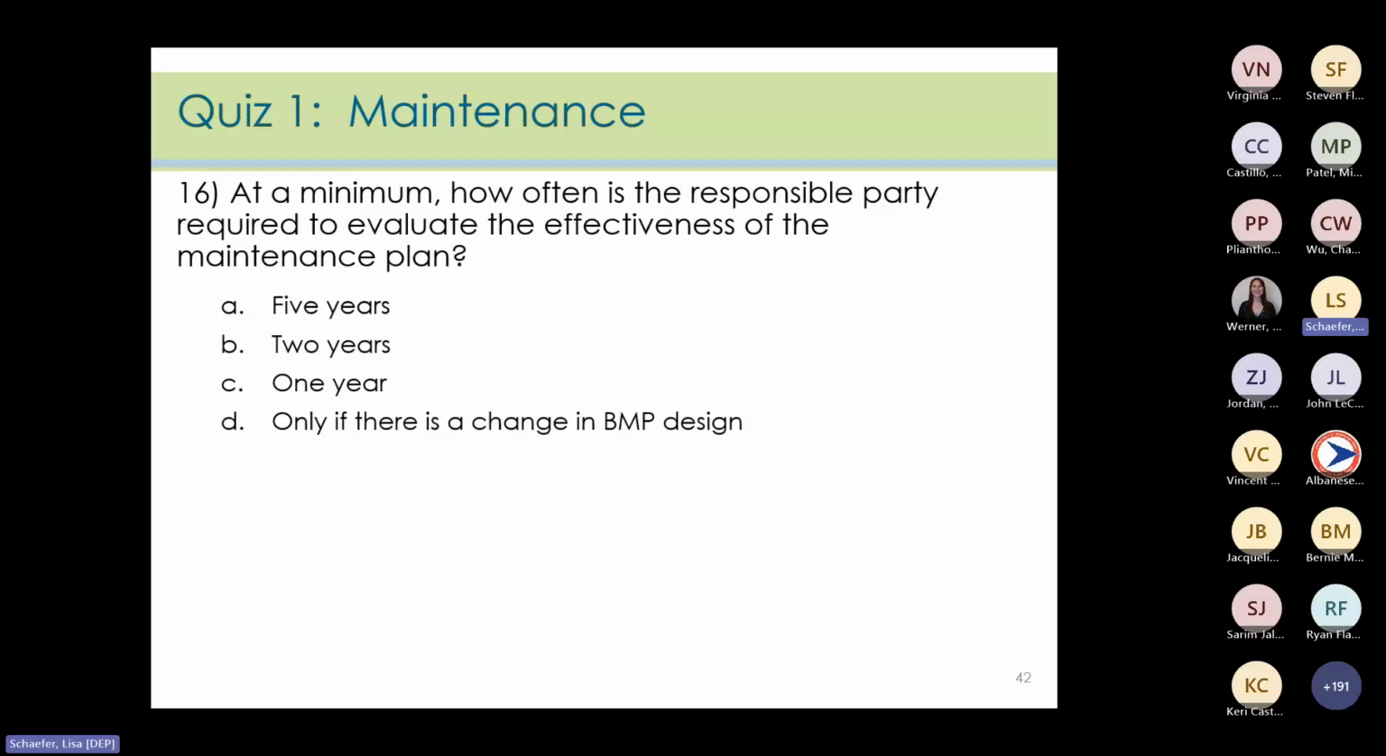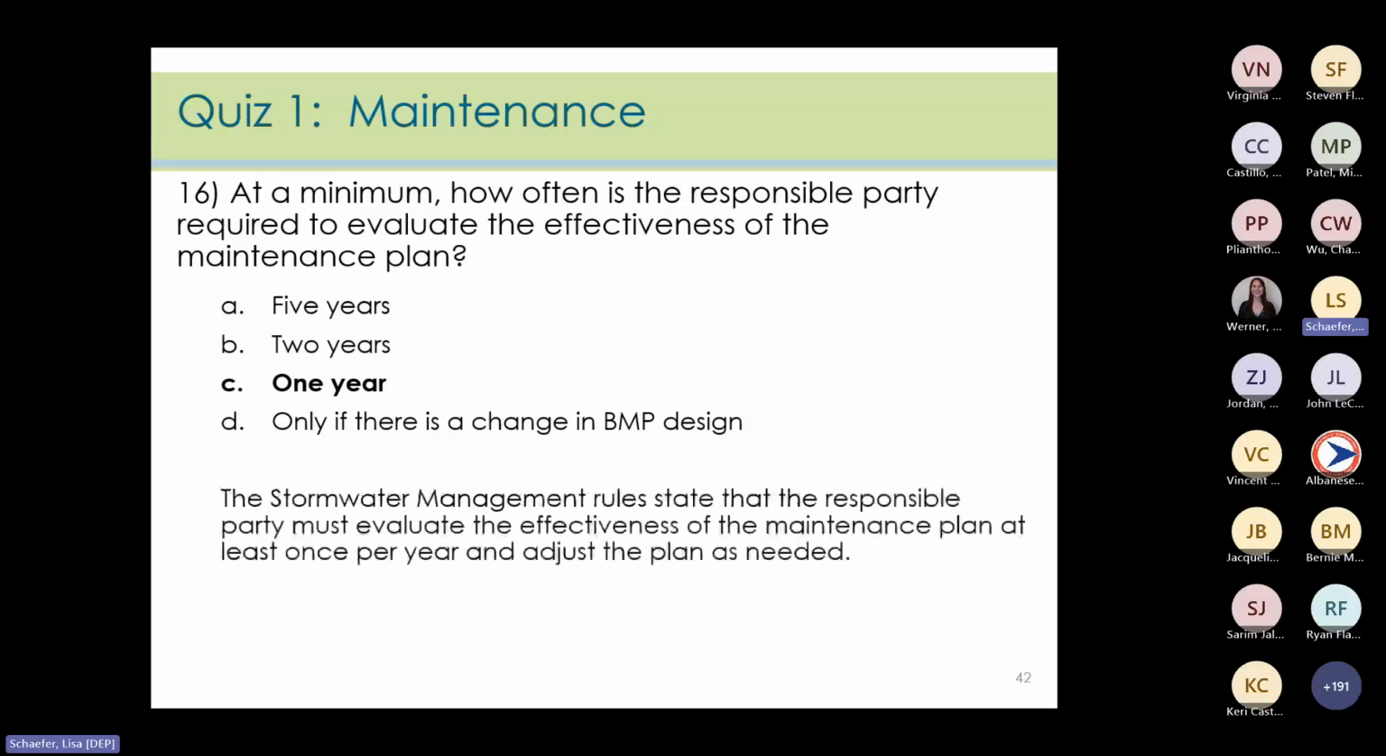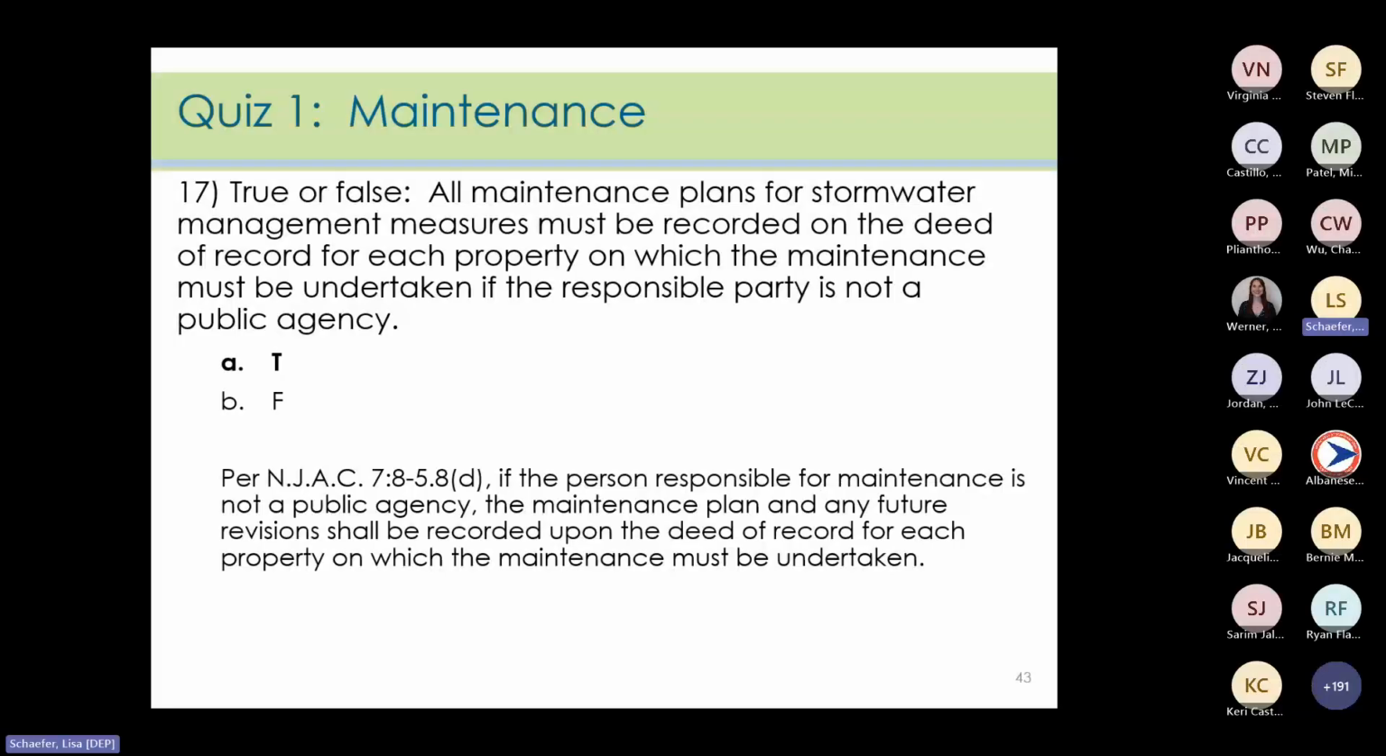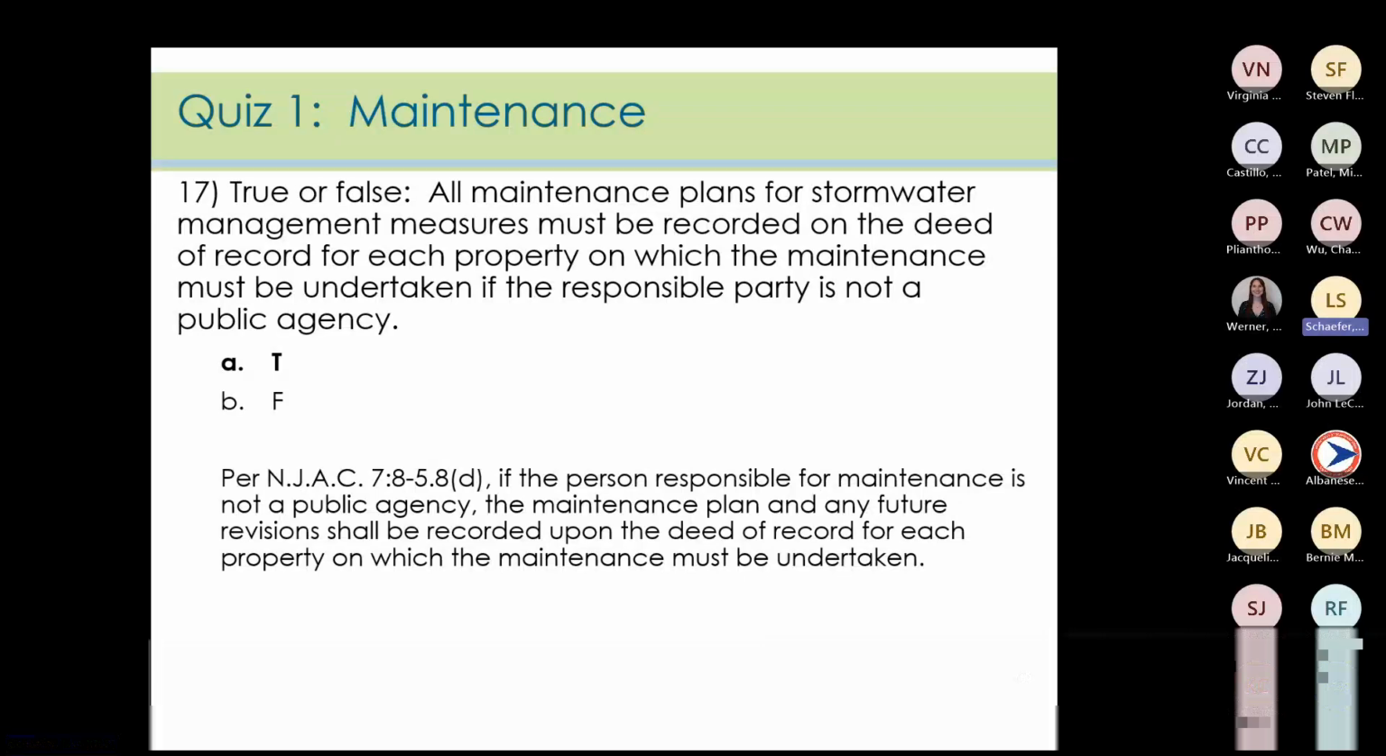Question 16. The answer is C. The stormwater management rules state that the responsible party must evaluate the effectiveness of the maintenance plan at least once per year and adjust the plan as needed. Question 17. The answer is A, true. Per subsection 5.8 of the Stormwater Management Rules, under item D, if the person responsible for maintenance is not a public agency, the maintenance plan and any future revisions shall be recorded upon the deed of record for each property on which the maintenance must be undertaken.